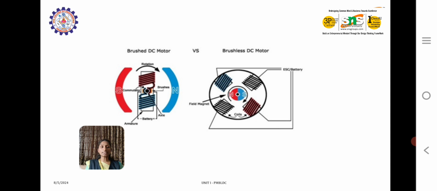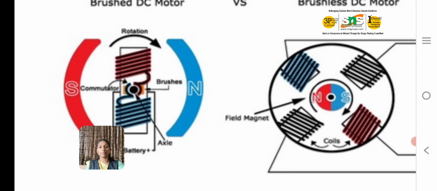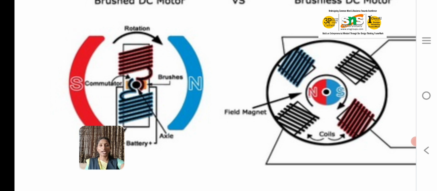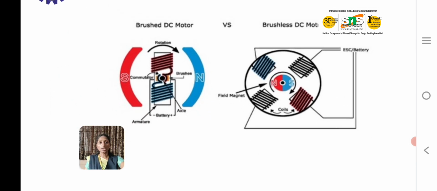The first slide describes the difference between a brushed DC motor and a brushless DC motor. So what is the difference that you can find with this picture? In a brushed DC motor, we have a part called brushes, and inside the brush we have a commutator. The brush supplies power, and its purpose is to transfer the power to the commutator and make the rotor rotate.